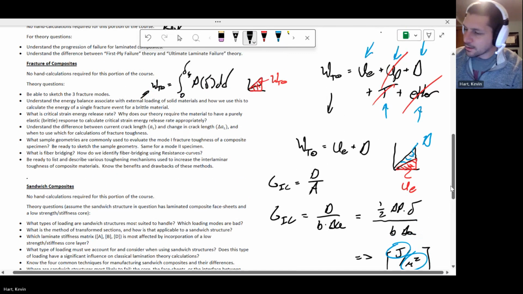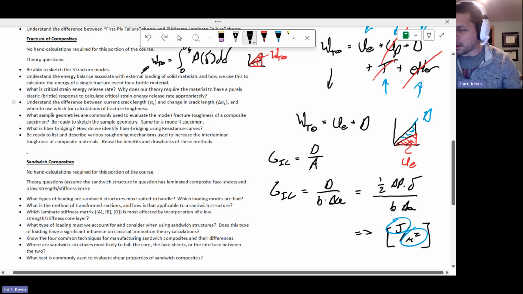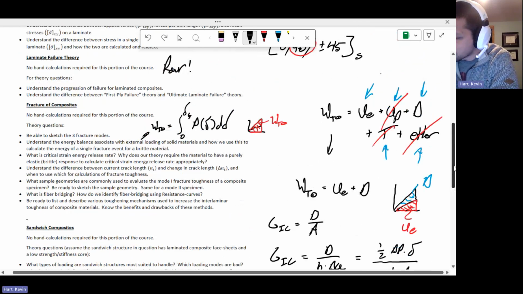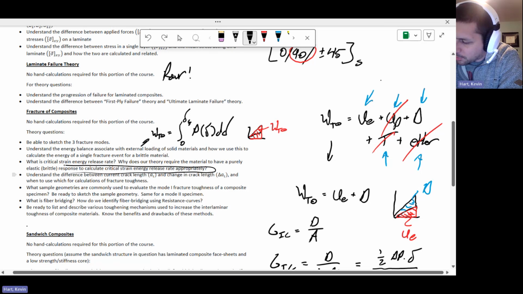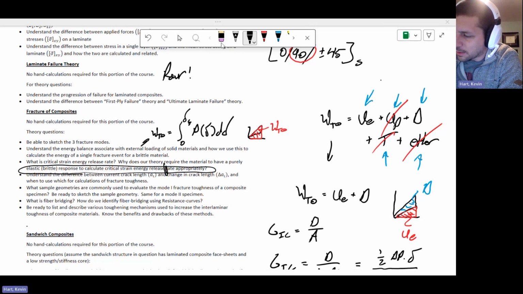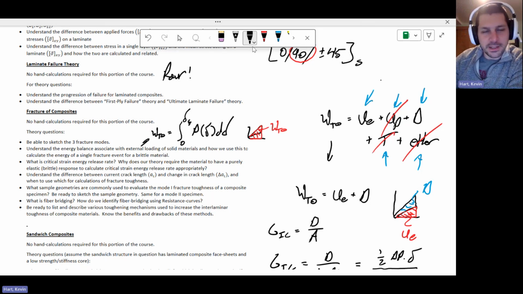All right. What is critical strain energy release rate? I just talked about that. Why does our theory require the material to have a purely elastic response to use that to calculate this appropriately? Well, I just talked about that: we made a lot of assumptions when it came to work and where that work is going. And we said it's only going to elastic energy or fracture. That's because our samples are brittle and they don't hold plasticity. So if plasticity occurs, it really makes things much more complicated.